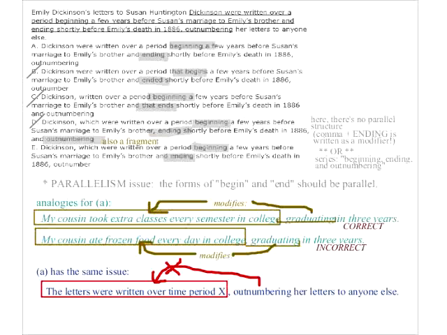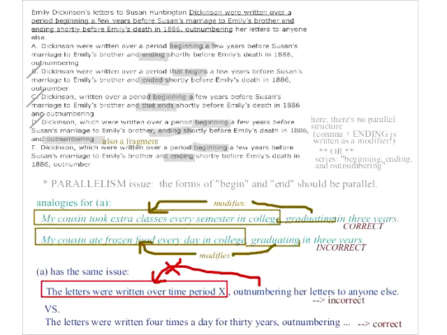Versus if you had another sentence with something like this. If you had like the letters were written 4 times a day for 30 years, comma, outnumbering her letters to anyone else, then this would be correct. Because then 4 times a day for 30 years is clearly very strongly related to the fact that these things outnumber all of her other ones. But this one, there's no relationship at all, so it doesn't make any sense. Okay, smiley face if you guys understand this distinction here.